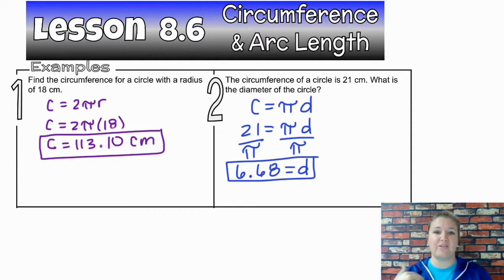So don't treat pi like a variable, like diameter, that we use with d. So pi is not a variable. We just use it as a symbol to represent a number that we can't write because there's not an end to the decimal.